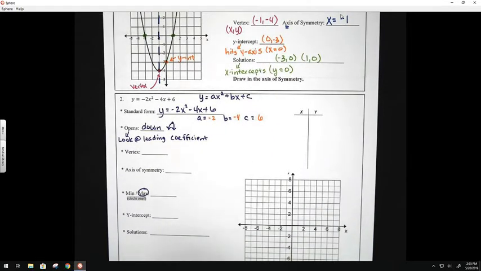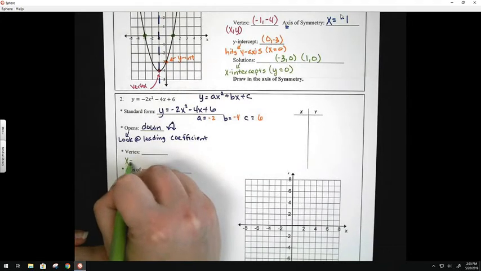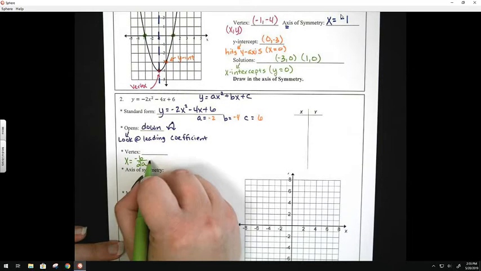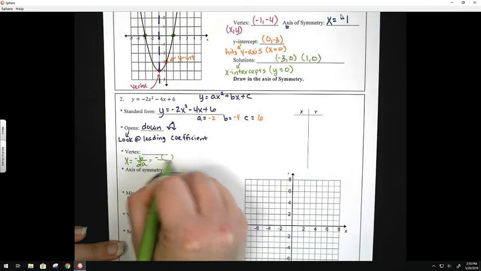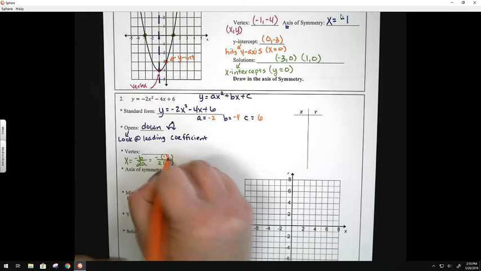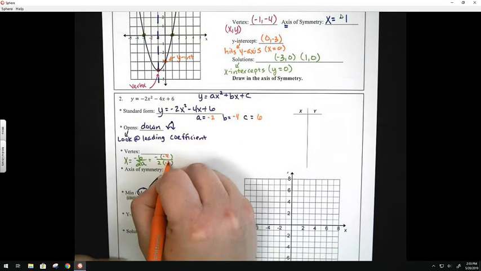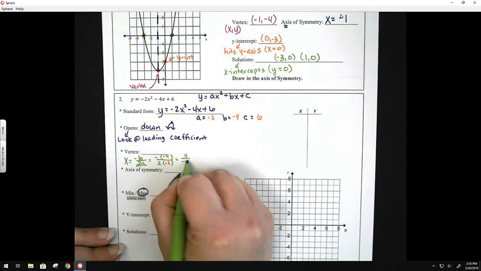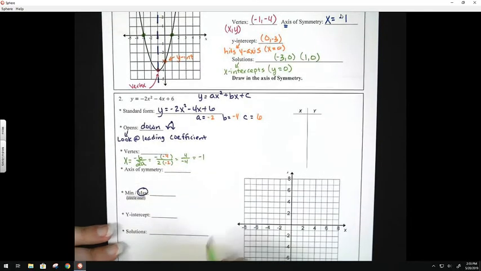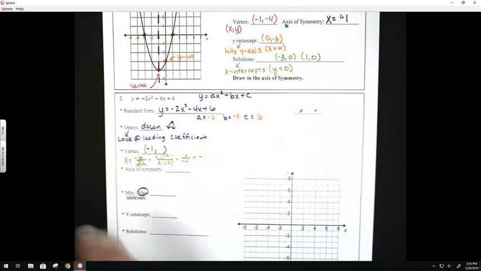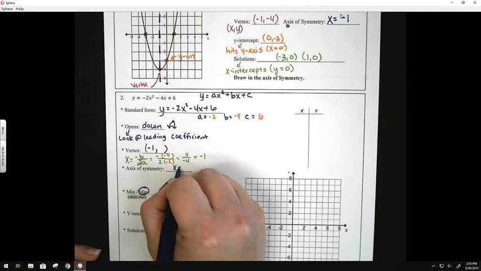Next, we need to find the vertex. To find the vertex, we need our formula, x equals -b over 2a. So in order to do that, we're going to need negative parentheses over 2 parentheses, and we're going to fill in our a and our b value. So our b value is -4, and our a value is -2. So we get a +4 over a -4, which equals a -1. That means then that our vertex has an x value of -1. It also means that our axis of symmetry is x equals -1.